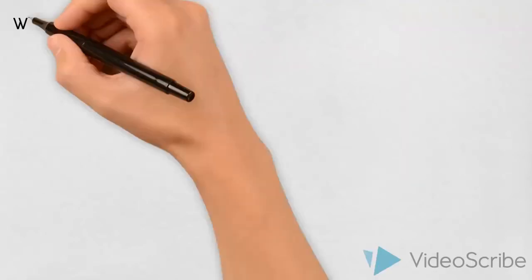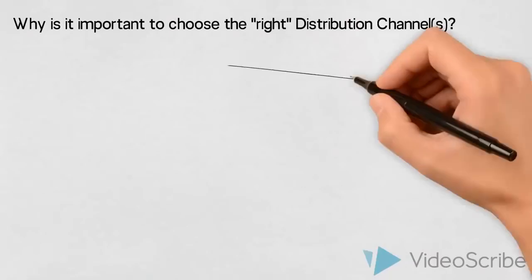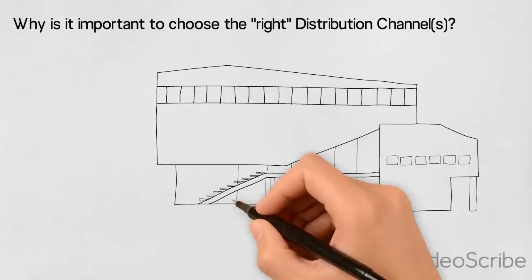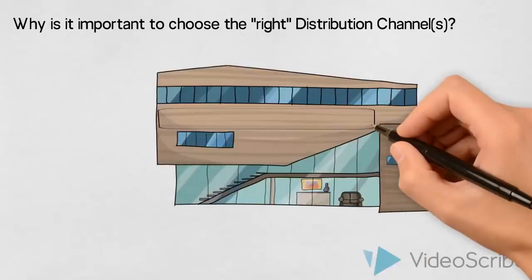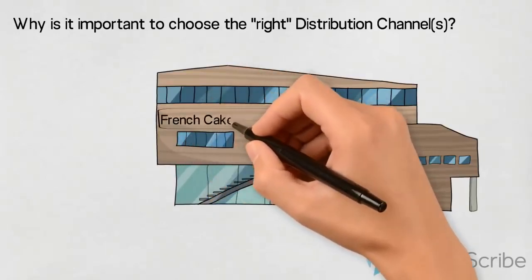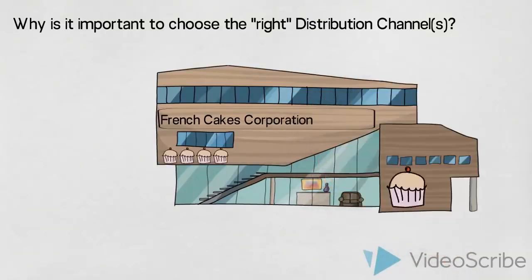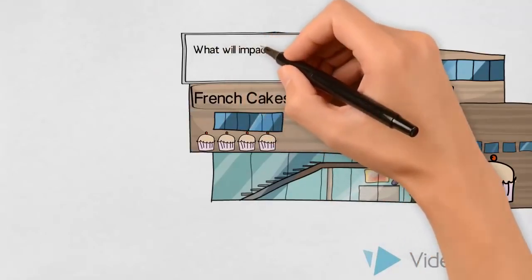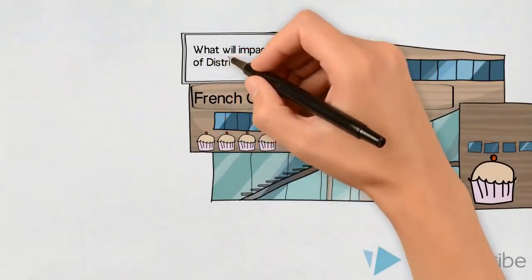So, why is it important to make sure we choose the right distribution channels? Let us use an example. This business produces French cakes and desserts. In these modern production facilities, well-educated confectioners develop recipes and create delicious cakes and desserts ready to be sold and distributed to cake-loving customers. What will impact the success of the chosen distribution channels? And subsequently, which considerations are relevant when making their choice of distribution setup?